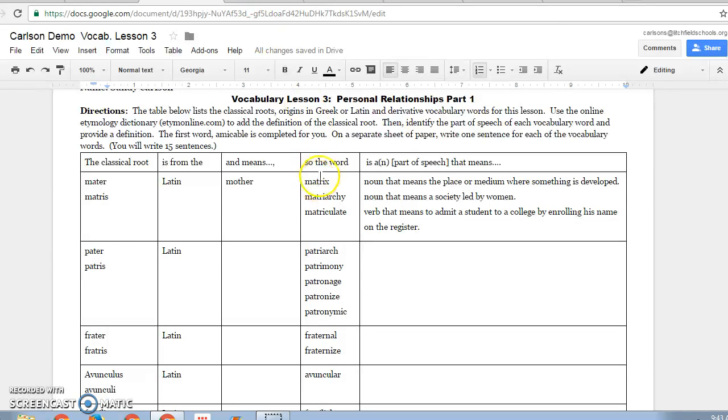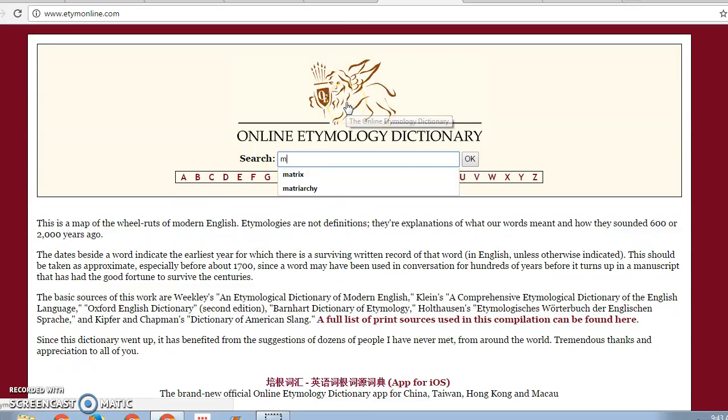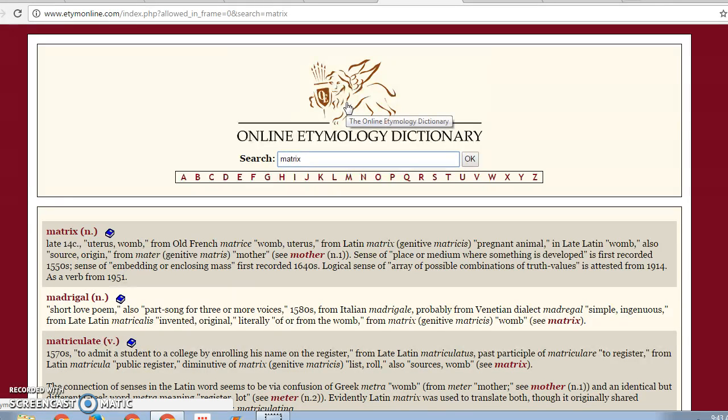Looking at the word matrix, we go to the online etymology dictionary. And we have a look. Matrix was from the late 14th century when it came into our language, and it originally meant uterus or womb. Reading along, we find out that it had a history in Old French, matrice, that came from the Latin matrix, that had to do with being a pregnant animal. In late Latin, womb also meant source or origin, from mater, or mother. So now we get a sense that the root of this word is mother. But we take for our definition a sense of place or medium where something is developed.